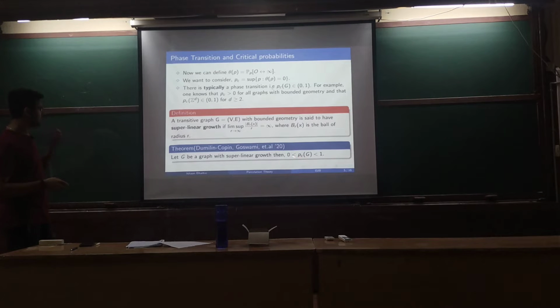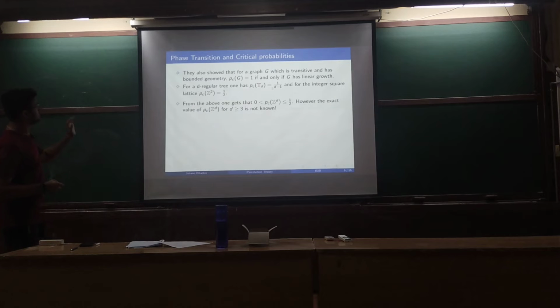So this was recently proven in 2020, and they also proved in the same paper that PC will be equal to 1 if and only if G has linear growth. So essentially what this says is that only for Z will you not have a phase transition. Everywhere else you will have a phase transition.